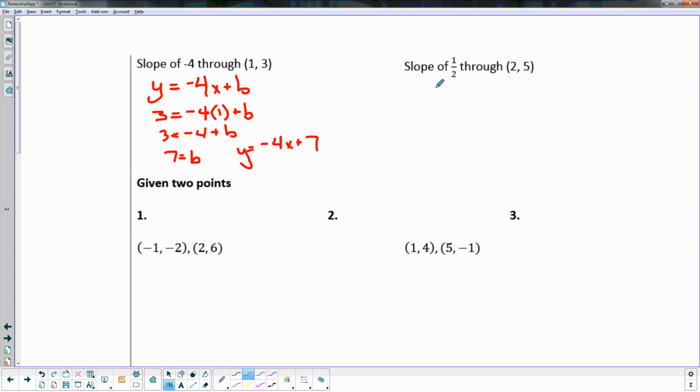This one I've got a slope of 1/2. We're going to say y equals 1/2 x plus b. And plug in my values here. I have 5 equals 1/2 times 2 plus b. 1/2 times 2 again is just going to be equal to 1. So here I have 5 equals 1 plus b. When I subtract 1 from both sides, I get 4 is my y-intercept. So again, I found my slope, I found my y-intercept, and we can write it in y equals mx plus b.